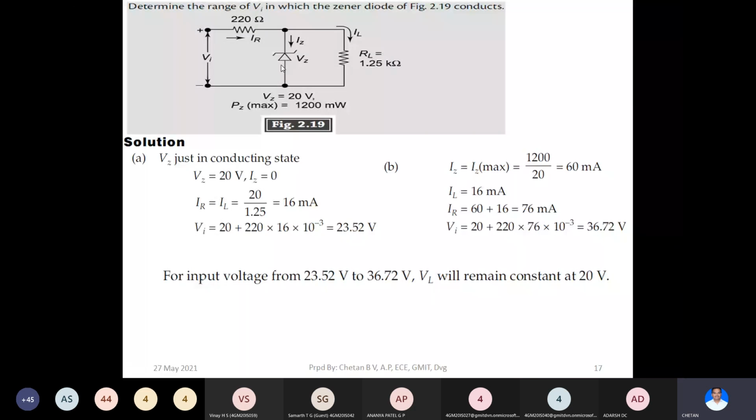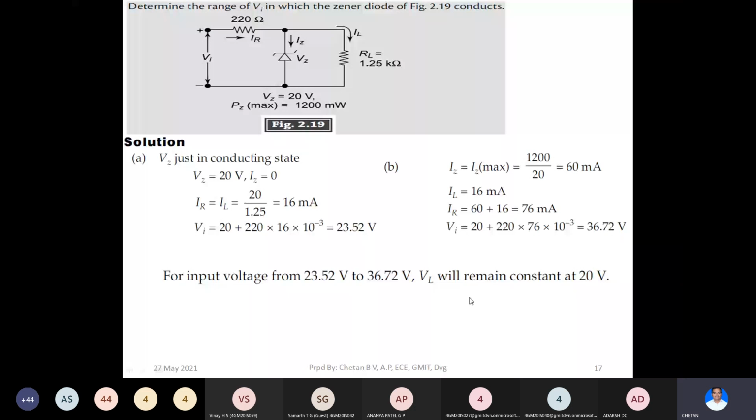So this is the maximum value of Vi for which diode conducts in reverse direction, and it is working as a voltage regulator. 36.72 is the maximum value of Vi for which the diode conducts in reverse direction, and successfully it works like a voltage regulator. So this is the range. So whenever a range is asked, you have to calculate two values for Vi. One is the minimum value of Vi, where the diode just conducts. You can easily assume Iz equals 0. And the second one is the maximum value of Vi, where the maximum Iz value flows through this Vz, and you can easily use the maximum power dissipation to find out the maximum value of Iz. I hope this is clear. Next problem.